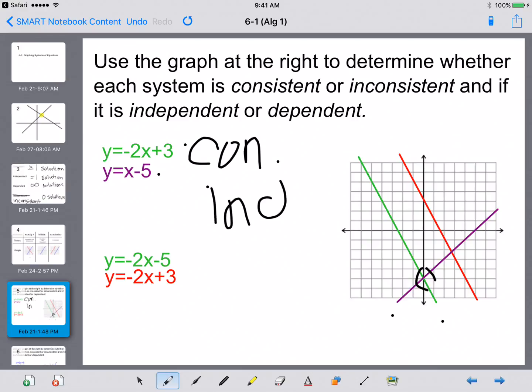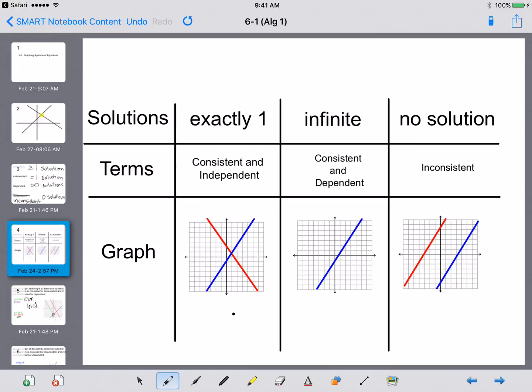And I'm just going to shorthand. Consistent and independent. Now we've got our green line and our red line. And oh look, their slopes are the same. When they have the same slope, they're never going to cross. So they have no solution and they're inconsistent.